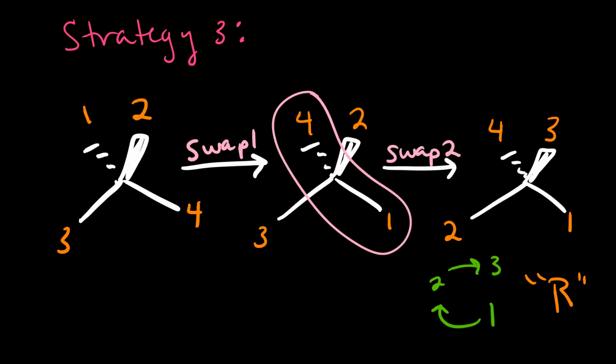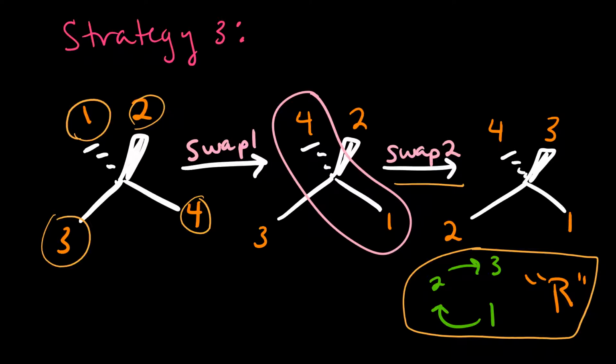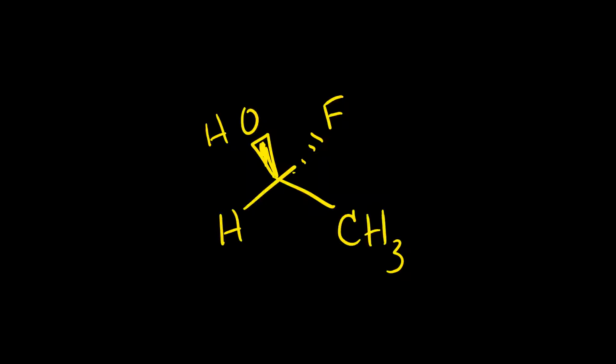And then finally, here's the swapping method, which I think works well for a lot of people who can't visualize this stuff in 3D. You just have to be careful to do the second swap. So we want 4 and 1 to switch in the first swap, but then we have to remember to switch 2 and 3 to come up with the correct answer. So as long as you remember to do that second switch, then you should be fine. Again, you're coming up with a clockwise rotation and R configuration.